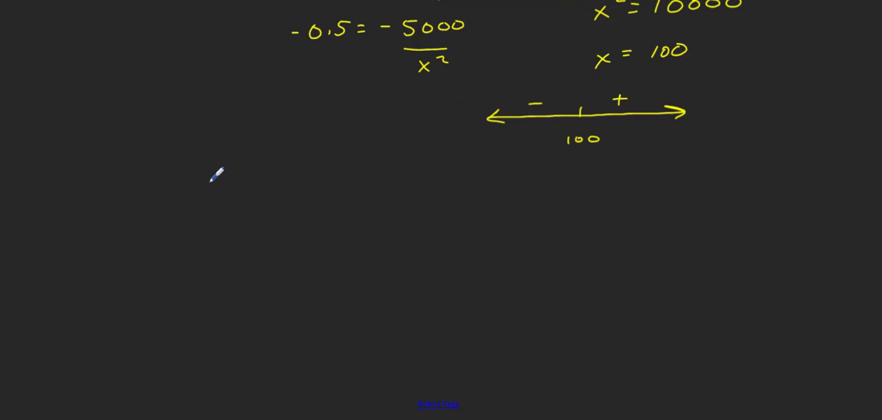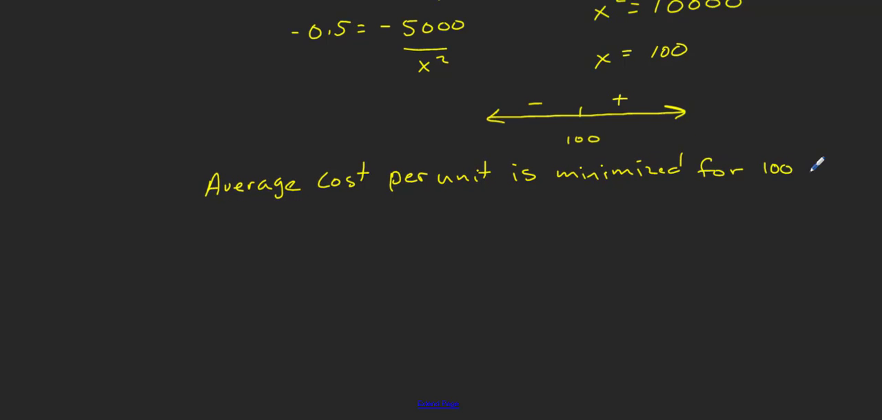Cost per unit is minimized for 100 units. You could say x equals 100 units also.